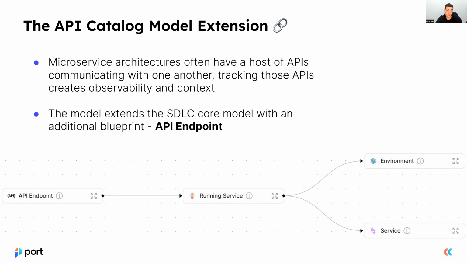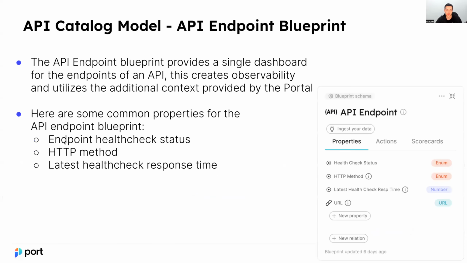This model extends the software development lifecycle core model with an additional blueprint, which we've touched on just a bit. We've shown it, and this is the API endpoint. So now we're going to dive into it and understand exactly what the API endpoint blueprint is. The API endpoint blueprint provides a single dashboard for the endpoints of an API. This creates observability and utilizes the additional context provided by the portal. So again, we're always trying to leverage that additional context, leverage that graph that all entities are on. So in order to do that, here are some common properties for the API endpoint blueprint.